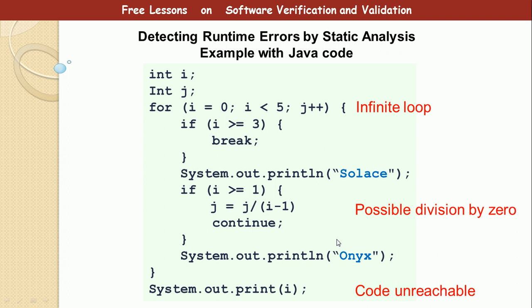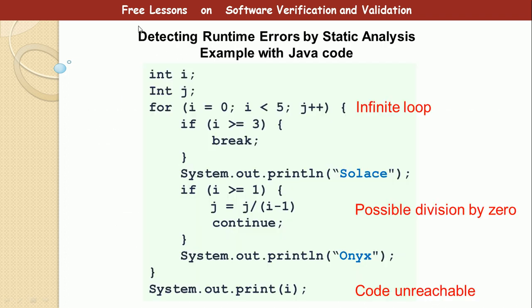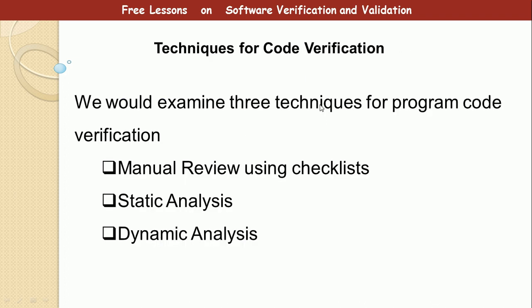So the question is, how then do you detect runtime errors when you are not running the program? There are techniques. One, manual review. Basically, you use a tool to run through the program to detect. Sometimes you also have to carefully examine the source code. Let's now look at techniques for code verification. There are three of them I'm going to discuss briefly. I tell you briefly because I'm running out of time. Manual review using checklists, static analysis, and dynamic analysis.